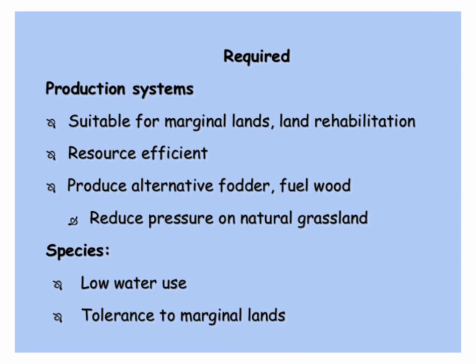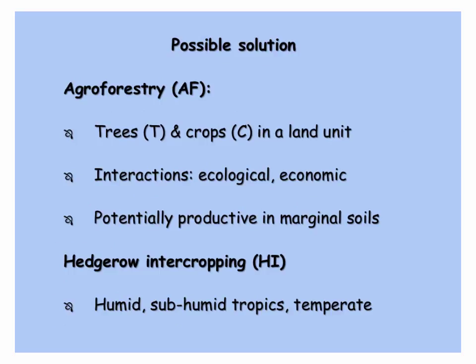So what was required was a production system suitable for marginal land, resource efficient, and hopefully also able to rehabilitate the land, using species that are resource efficient and can survive on marginal lands. The possible solution was definitely agroforestry, and intercropping systems are also widely used in subtropical zones.